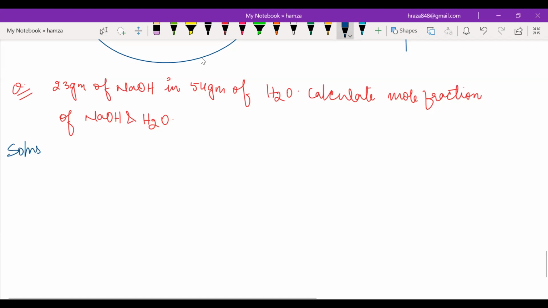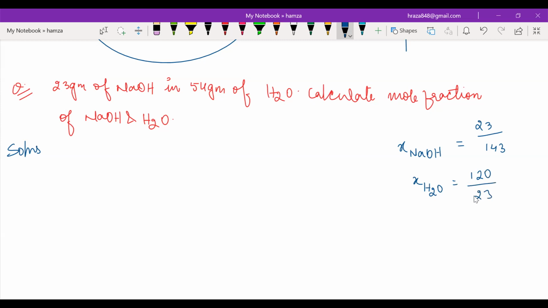23 by 143 of sodium hydroxide and 120 by 23 of H2O. Wait a minute. What is the mole fraction of NaOH? 23 by 143. And what is the mole fraction of H2O? 120 by 23.